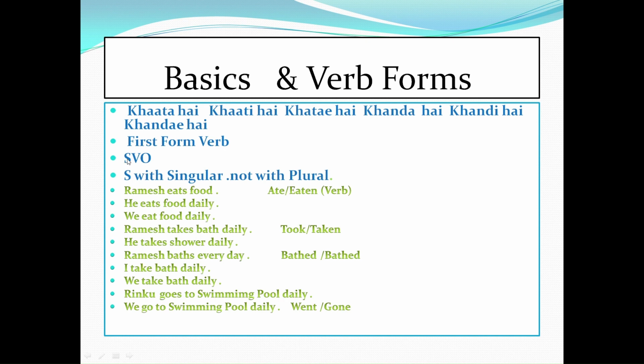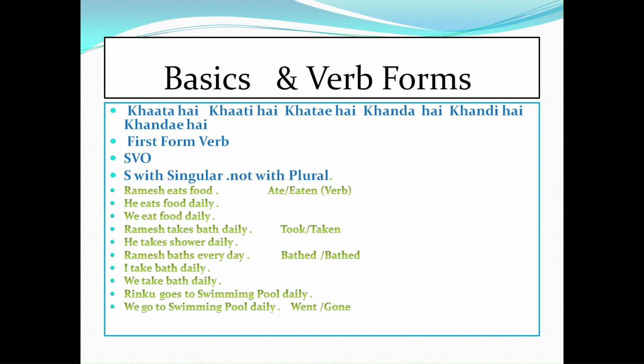First of all the subject would come, then the verb form would come, and then the object would come. Once again I would emphasize, Ramesh eats food. So Ramesh is the subject, then eats, this is the first form of the verb with s attached, and then the object. So in all these sentences, you would have understood all these basic points which I took over there.